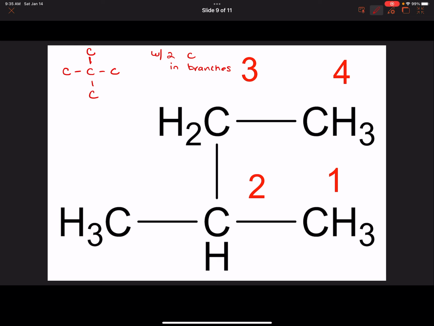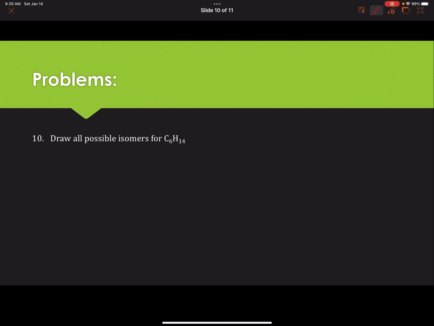Now we're going to walk through another example. We want to take a look at drawing all possible isomers for C6H14. So again, we're always going to start with the straight chain structure first. And you can draw this however you feel comfortable. You can draw your 6 carbons connected in a row using your expanded structure. And then fill in our hydrogens. Making sure we have 6 carbons and 14 hydrogens.